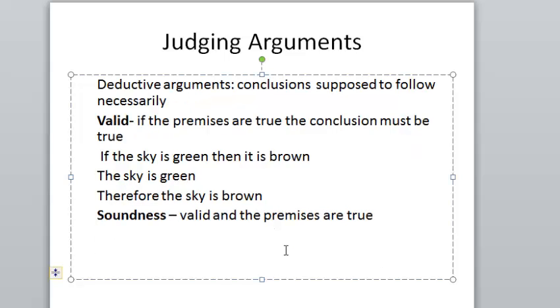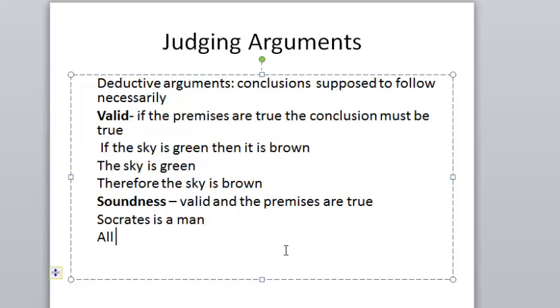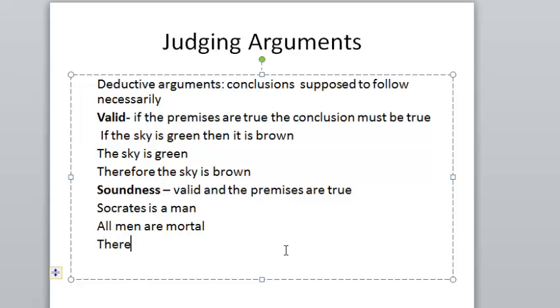So here's a sound argument, or at least I think so. You can prove me wrong. Socrates is a man, all men are mortal, therefore Socrates is mortal. So in this instance, it seems pretty uncontroversial, or Socrates was a man, if that's getting you. All men are mortal, all men as in all humans.